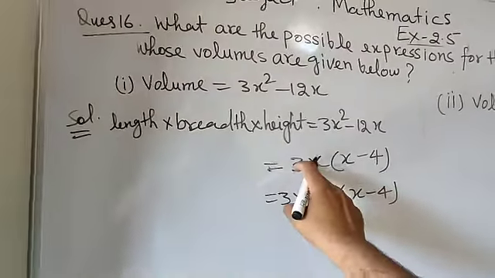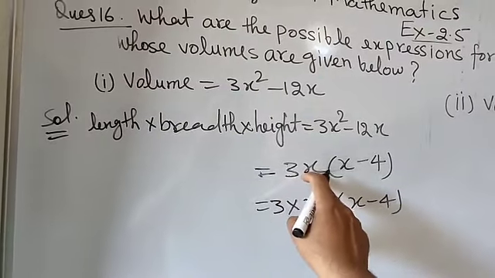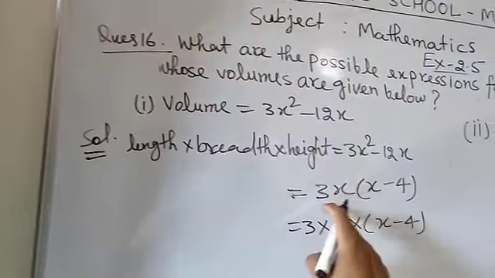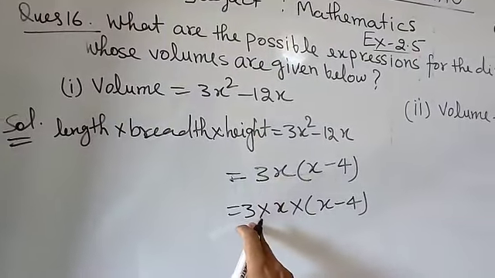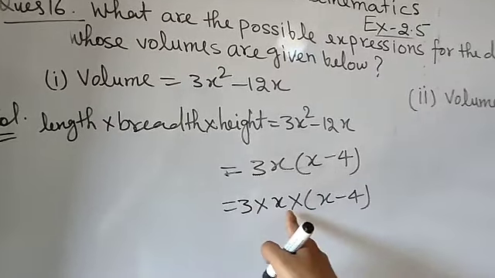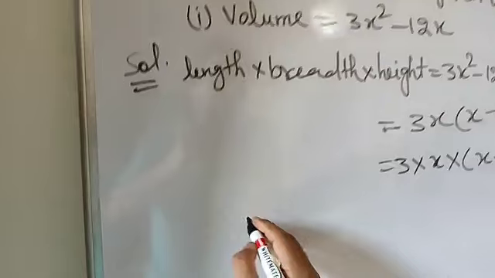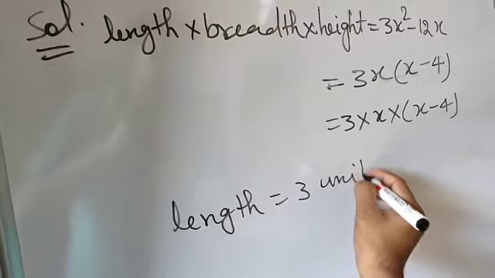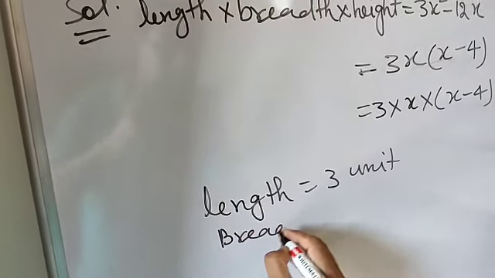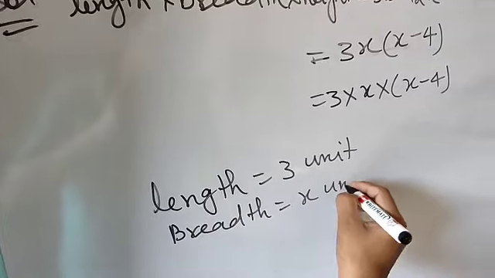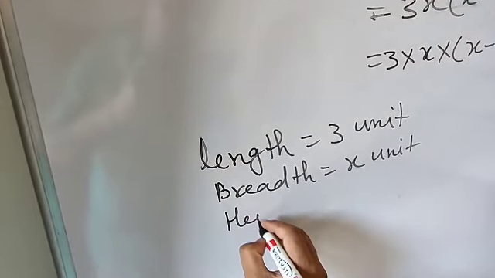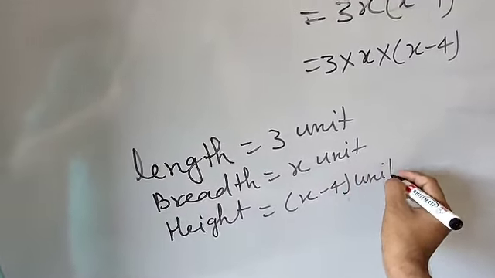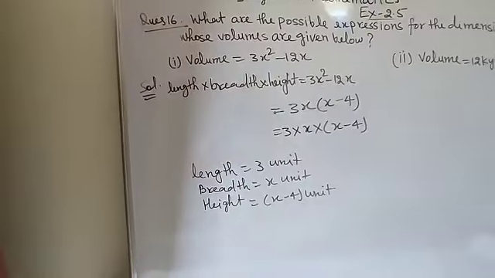There is no sign between these, so it will be written as multiplication. So 3 into x into x minus 4. Now according to the formula, length into breadth into height equals volume. It means the first one is the length, the second one is breadth and the third one is height. So here you can write length equal to 3 unit, breadth equal to x unit and height equal to x minus 4 unit. So it is the dimension of the cuboid.